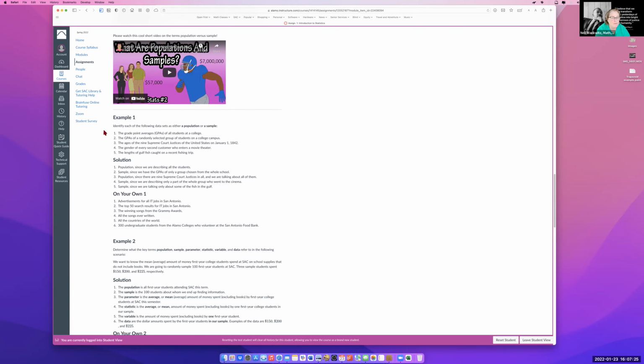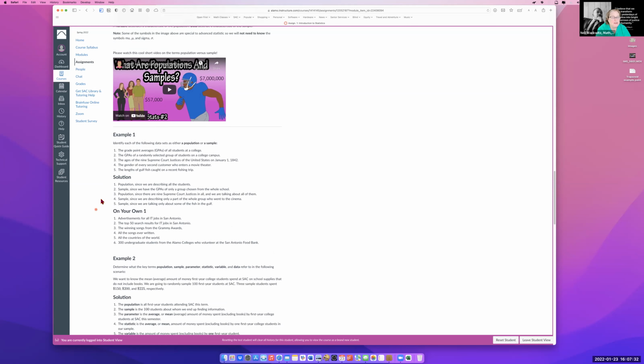Here's example 1 with the solution. And then here's on your own, number 1. So let's just do these first two. Example 1: identify each of the following data sets as either a population or a sample. The grade point averages of all the students at a college. It's all the students, so what do you think? Excellent. Population. The GPAs of a randomly selected group of students. Yes, of course, that's a sample.